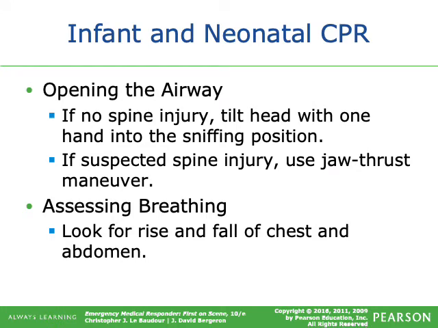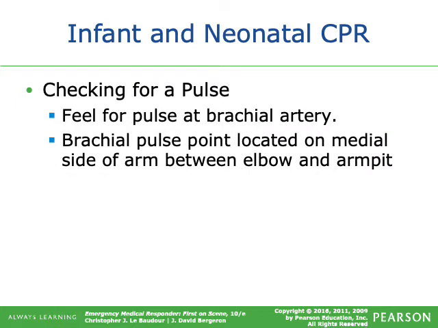Alright, open the airway. If there is no spinal injury suspected, tilt the head with one hand into the sniffing position. If there is a suspected spinal injury, use a jaw thrust maneuver. Assess breathing. Look for rise and fall of the chest and the abdomen. Checking for a pulse. Feel for a pulse at the brachial artery. Brachial pulse point is located on the medial side of the arm between the elbow and the armpit.